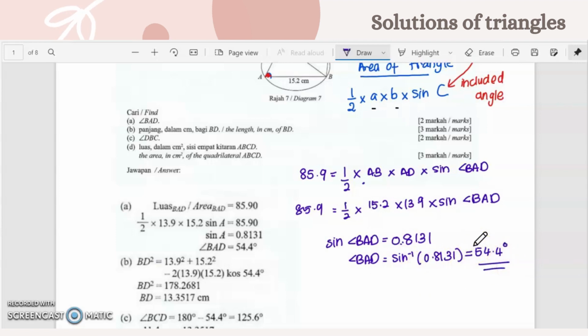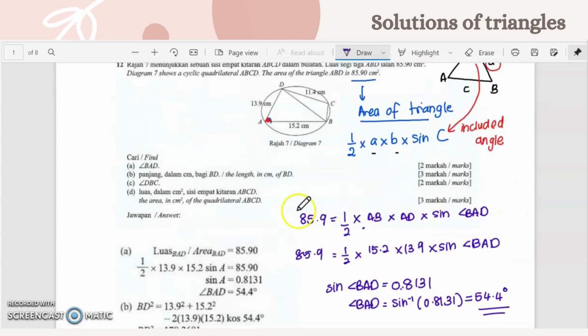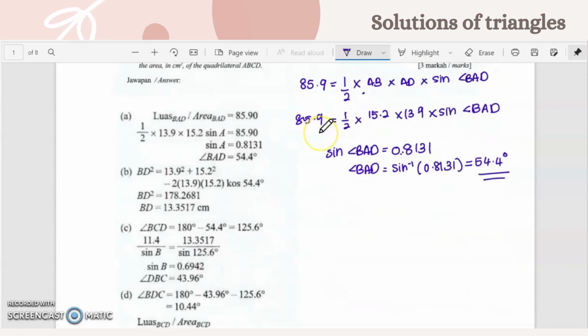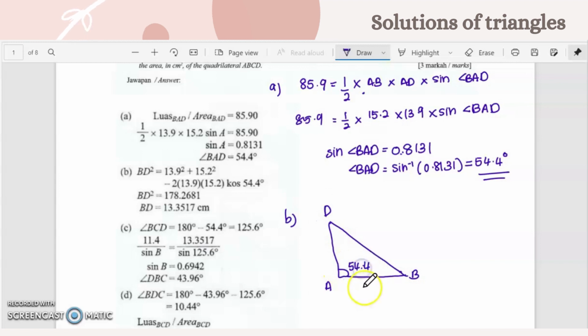We go to question B. What is the length of BD? I will draw the triangle BAD here. We have B here, and then A, and then D. We have the angle 54.4 degrees, and we have the lengths 15.2 and 13.9.